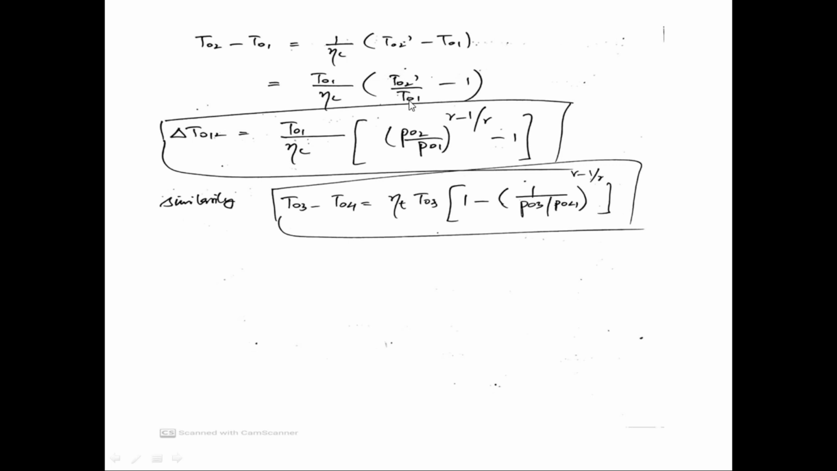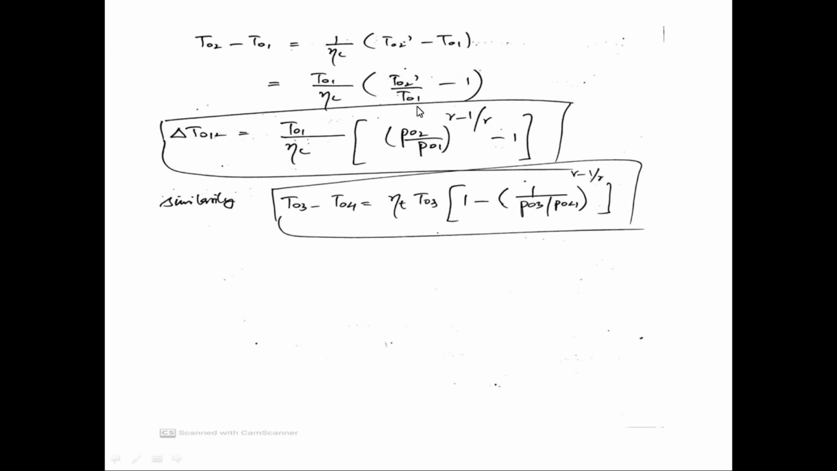T02 dash by T01 in terms of the pressure ratio. Taking T01 as common, you will be left with T01 by compressor efficiency times T02 dash by T01 minus 1. So now we can replace T02 dash by T01 with P02 by P01, because this dash state is going to represent the isentropic temperature. So isentropic expressions can be written for the pressure ratio in terms of the temperature ratio.